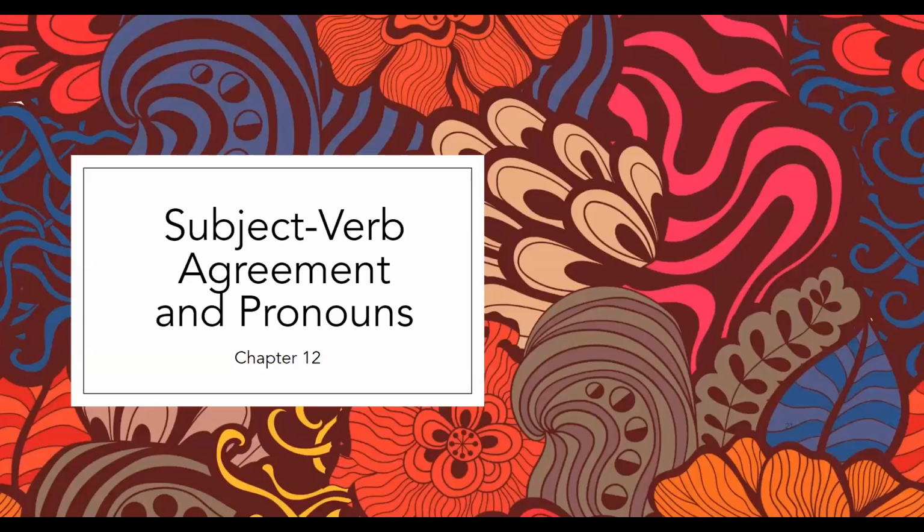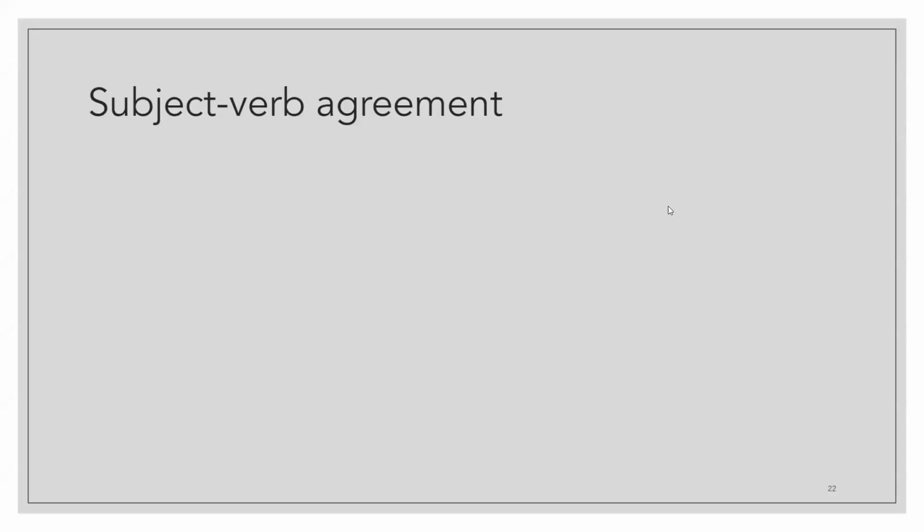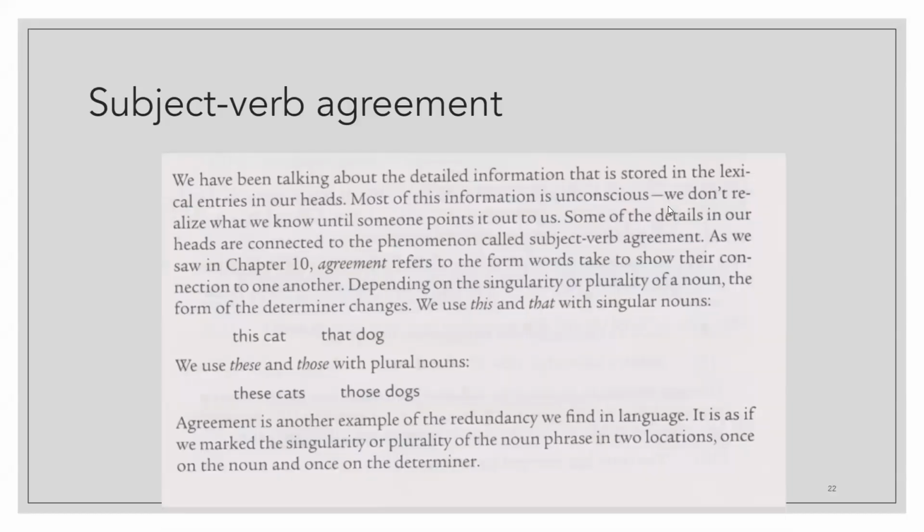Welcome to video 3 of 3 on chapter 12, word choice. In this video, we're going to look at subject-verb agreement, and we're going to look at gendered pronouns in the English language. So in the last couple of videos, we were talking about the information that's stored in our lexicon.